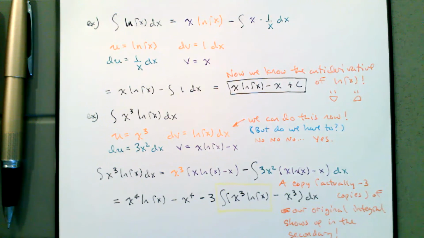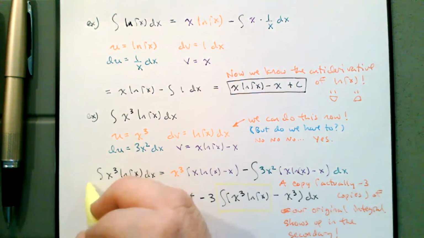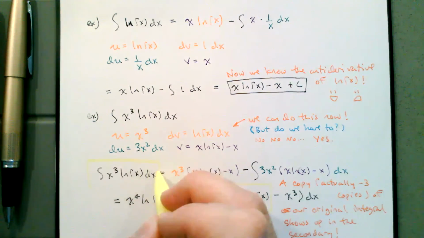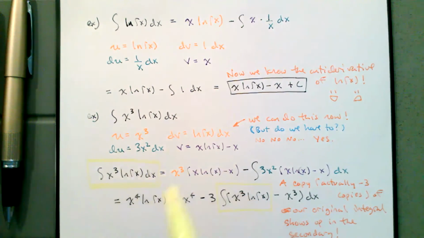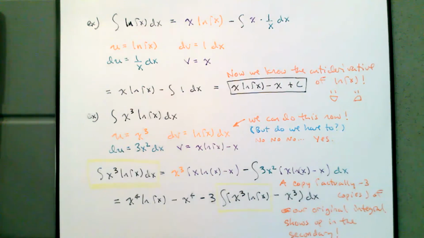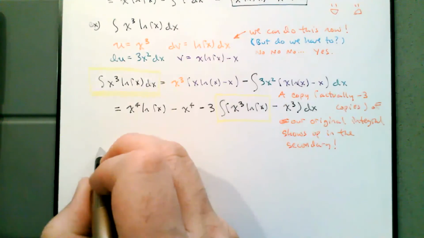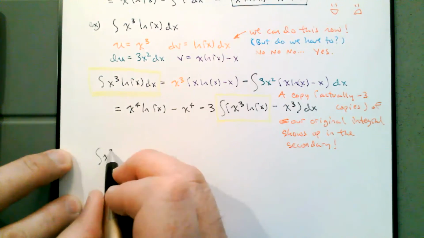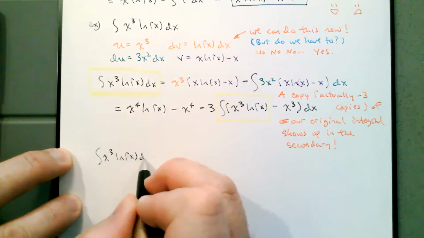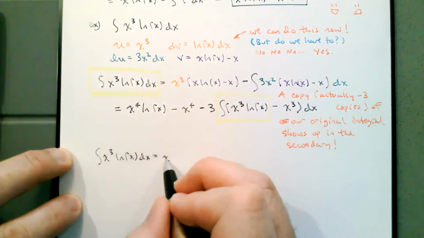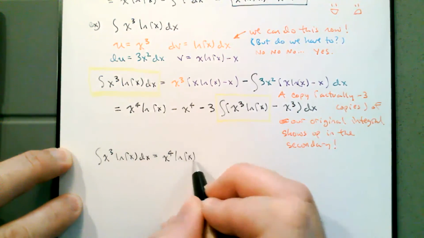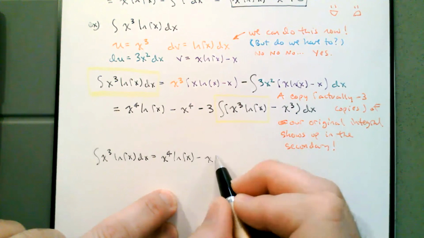I'm just going to take those 3 copies of x cubed natural log of x, and I'm going to add it to both sides of the equation. So notice that our original integral has this x cubed ln x. So I'm going to rewrite this side of the equation. So I've got my integral of x cubed natural log of x dx. I have this x to the fourth natural log of x minus another x to the fourth.